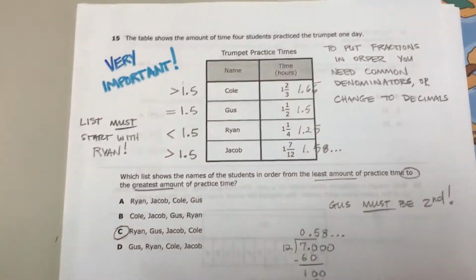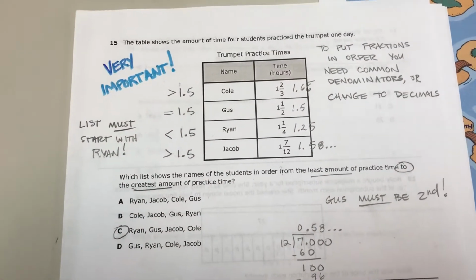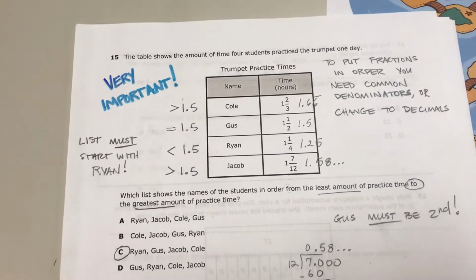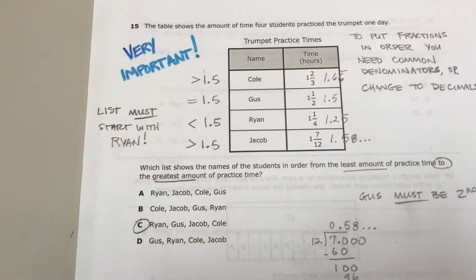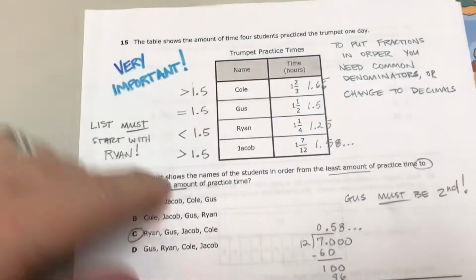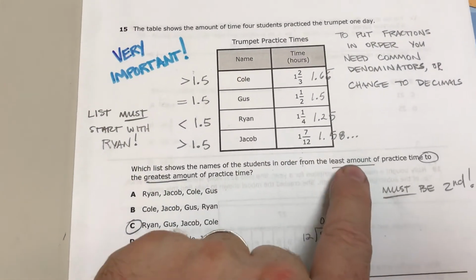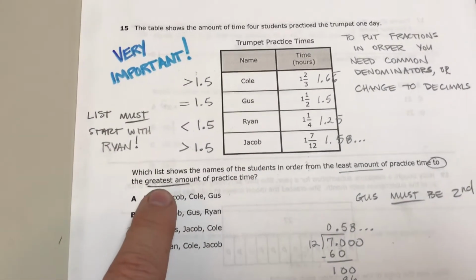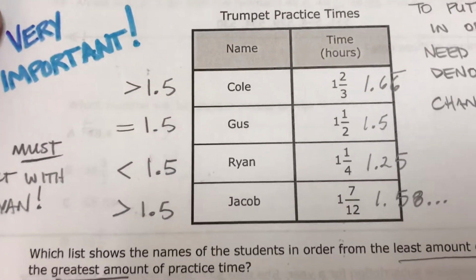Number 15 is really important. There's going to be a lot of questions that have you put rational numbers in order, and that's what this is. You can answer this question without doing any math if you will use common sense. Which list shows the names of the students in order from least to greatest? Just look at the numbers.